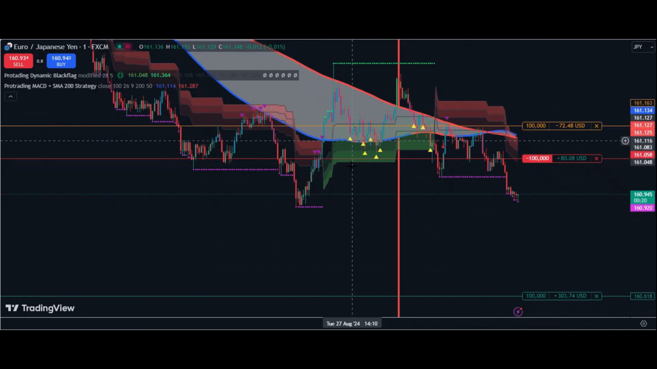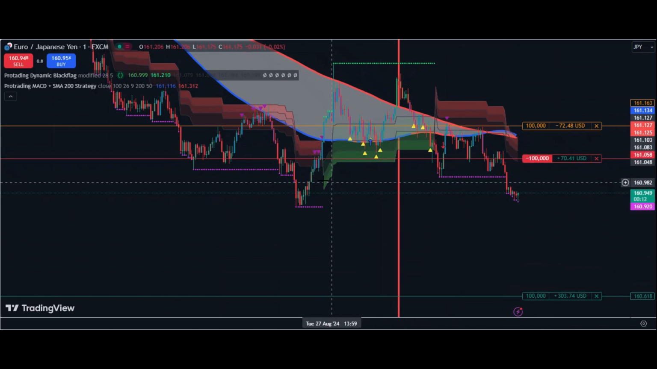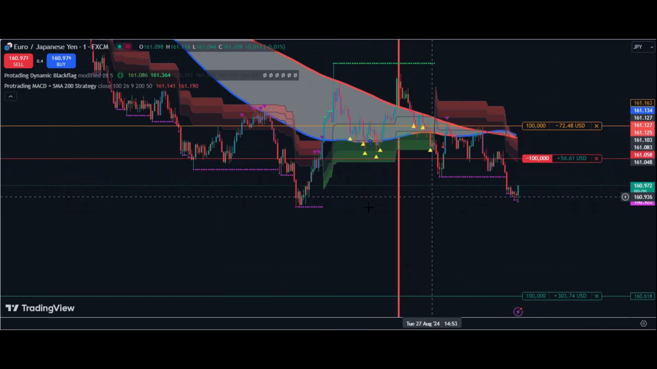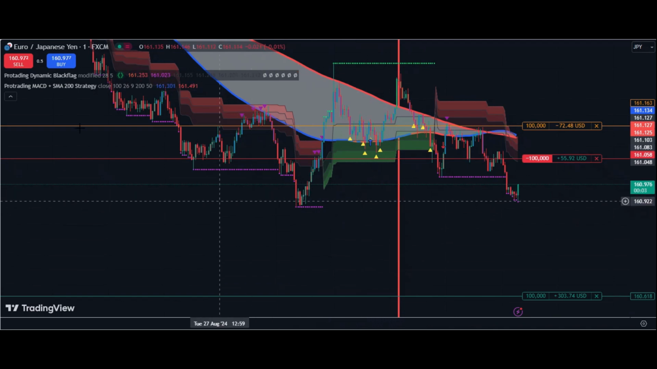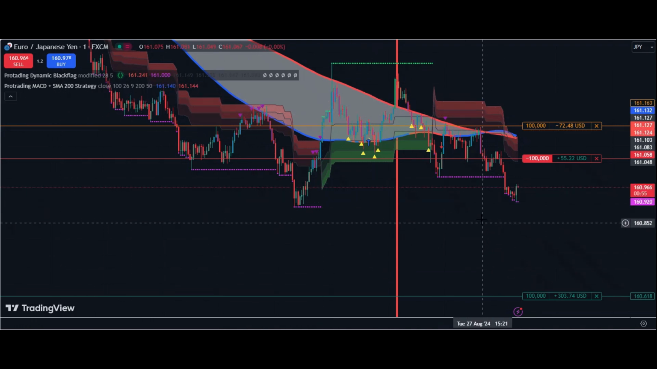So this is the indicator. You can see here when it gives you this red band, this is an opportunity for you to enter the market, and when you have green, it is also an opportunity for you to enter the market, depending on the direction of the market. But we are using the Pro MACD with the EMA SMA 200 to know our direction in the market.